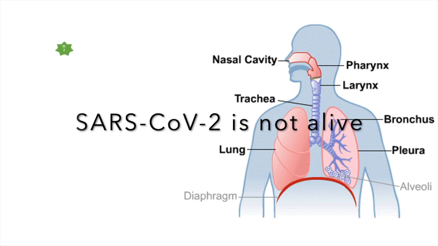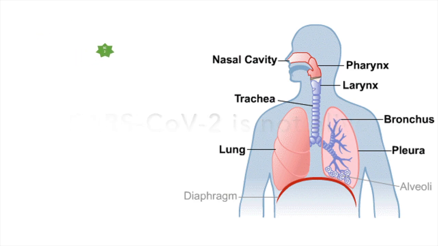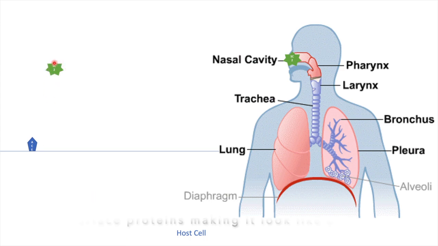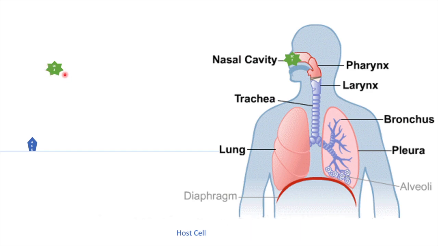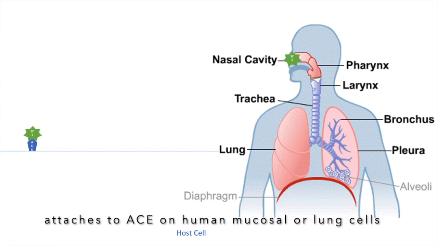SARS-CoV-2, like other viruses, is not alive, but is just a particle that travels until it finds a host, the right cell type that can help it multiply. Like other coronaviruses, it also has proteins on its surface, which are these spikes around it that make it look like a crown or a corona. These spikes attach to particles on the host surface, fitting like a lock and key.